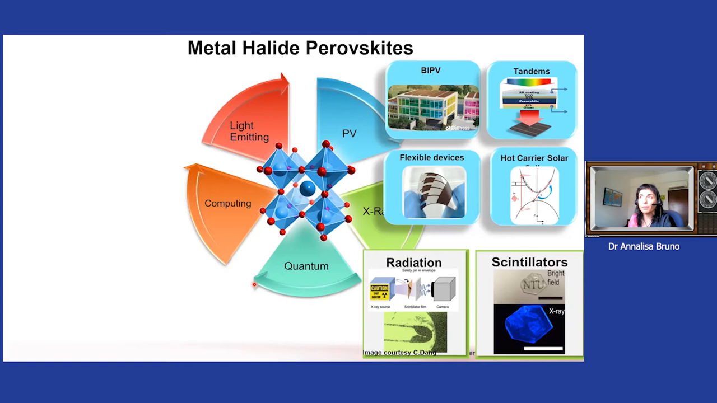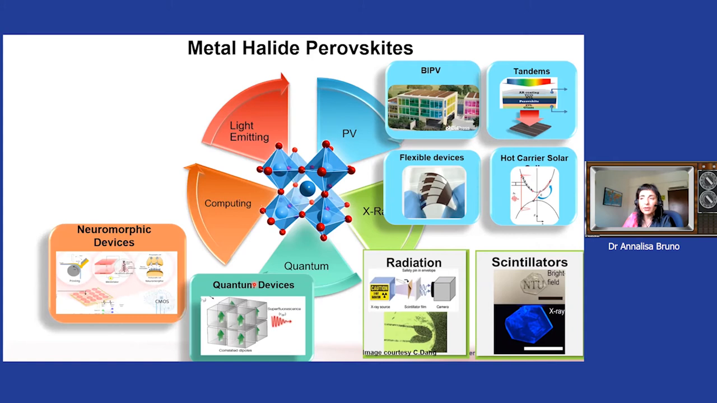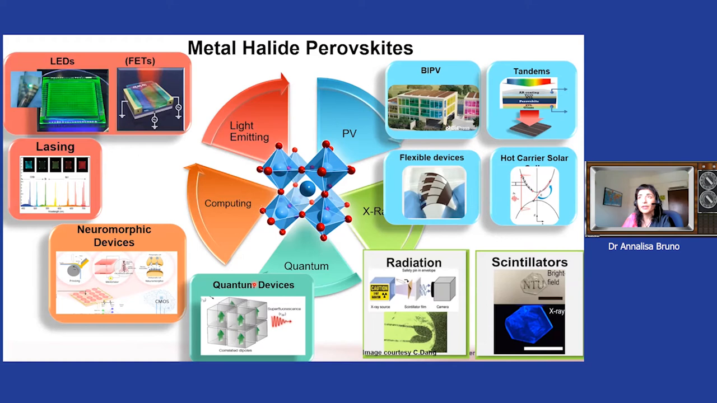Perovskites have also been demonstrated to be good X-ray detectors and scintillators. They can also be used in quantum devices as a source of quantized light. And it's also been demonstrated that the ionic transport property can be used to design neuromorphic devices that are useful for computing. And last but not least, the light emission applications have also been very, very wide, both in LED and in lasing.